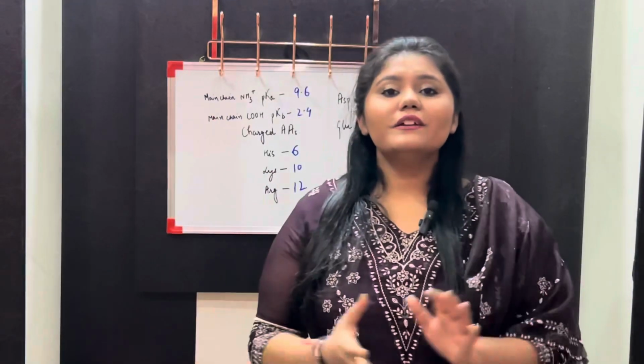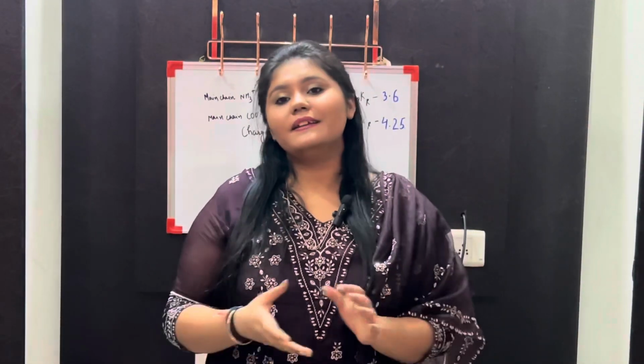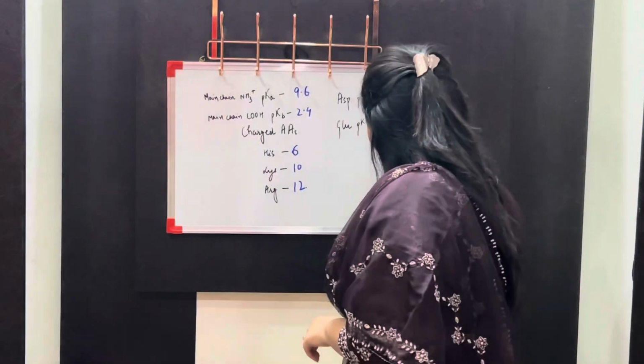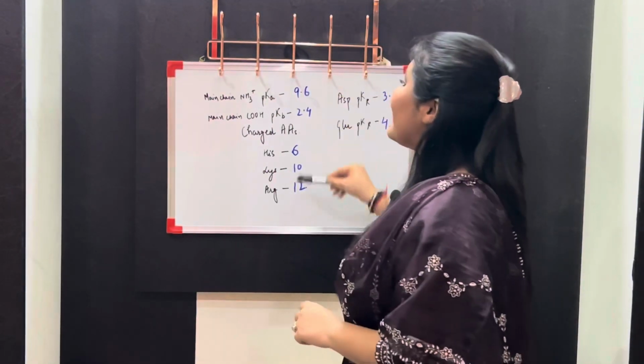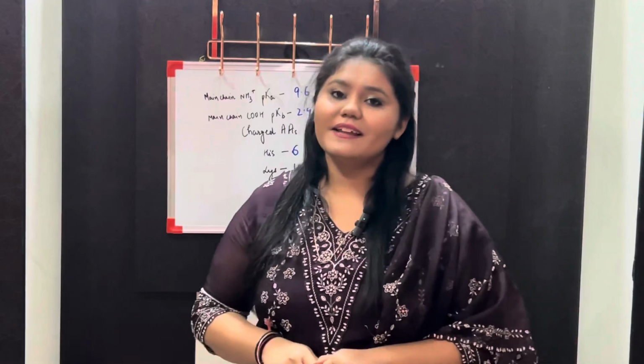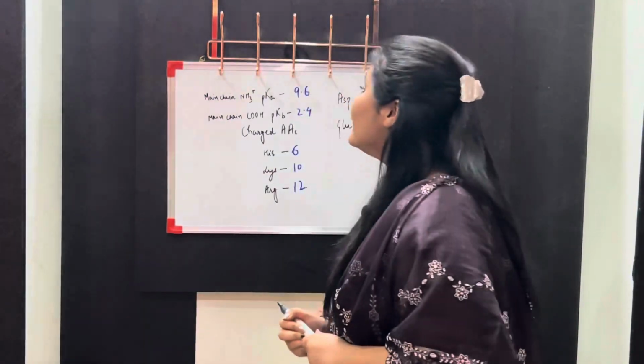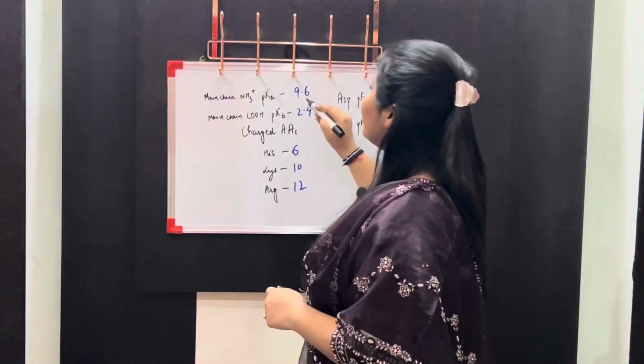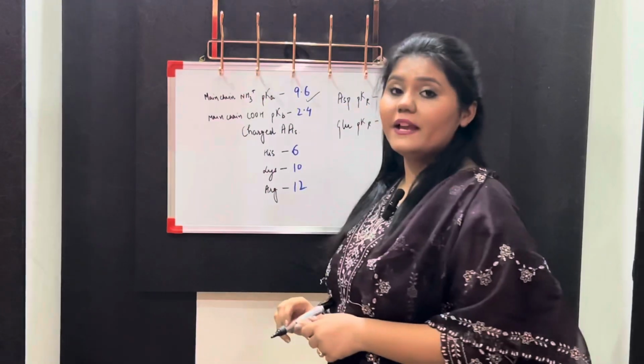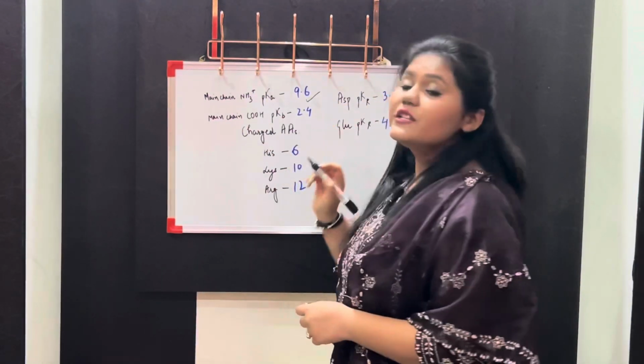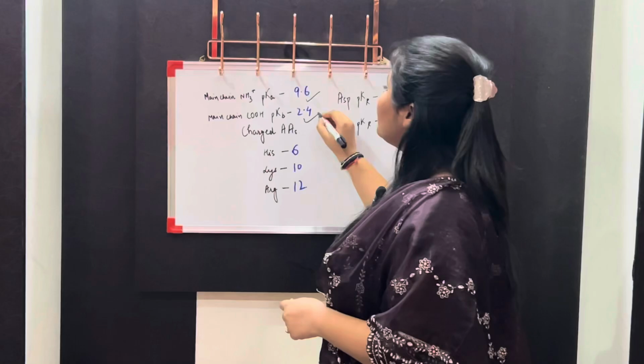So today we are going to discuss the net charge. We are going to calculate the net charge on any peptide at any particular pH. On the board today I have mentioned the pKa values of different groups that can be ionized at any particular pH. When we talk about the NH3 group, it is ionized at pH 9.6. The main chain COOH group will ionize at pH 2.4.